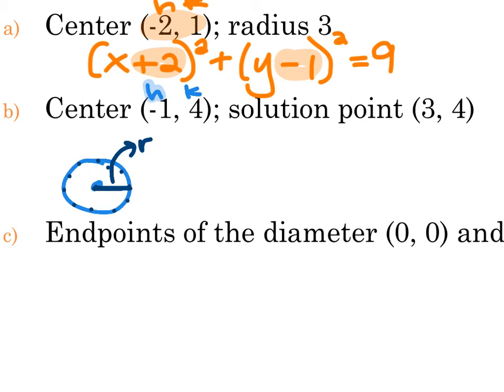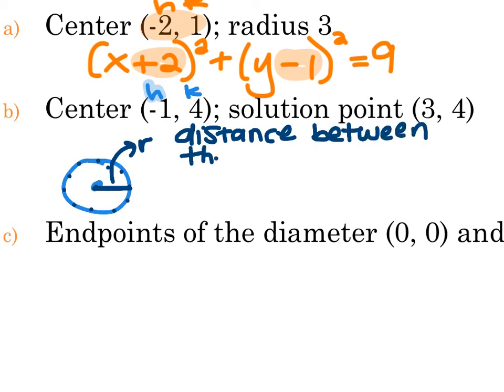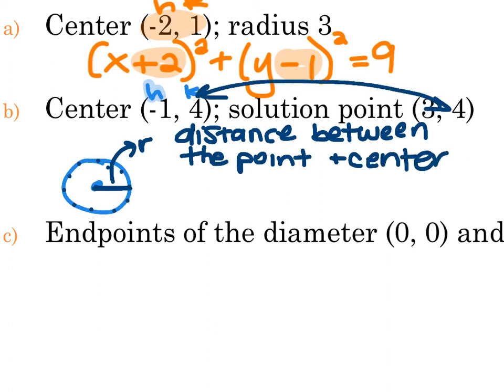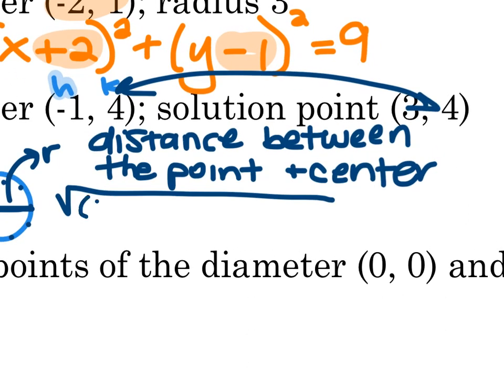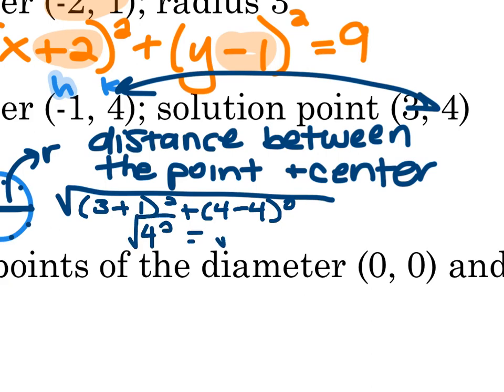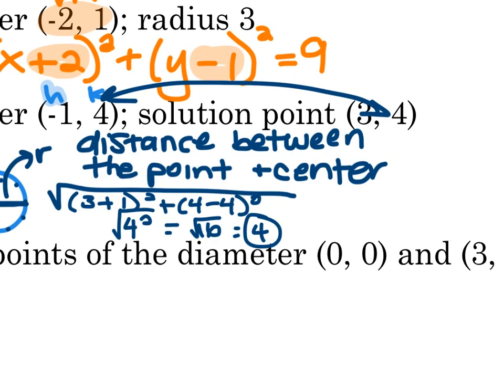One is to find the distance between the point and the center. So I would find the distance between these two, and that would be my r. Square root of 3 minus a -1 becomes 3 plus 1, 4 minus 4, and that's 4 squared. Square root of 16, which is 4. So I know the radius is 4. Then I could take that and the center and plug it in just like we did in A.